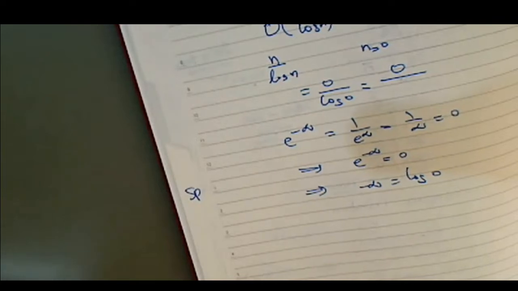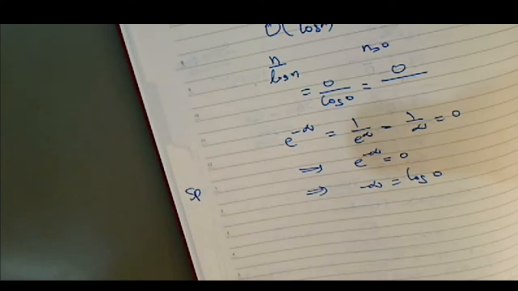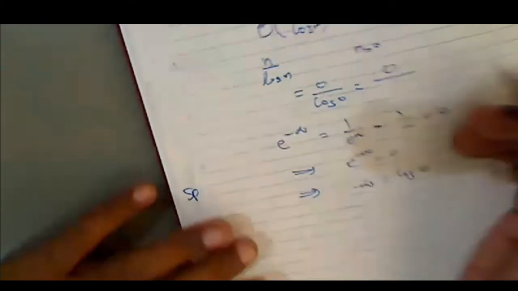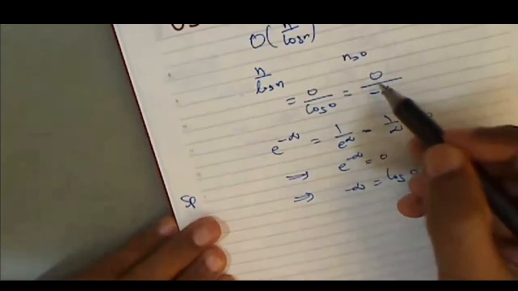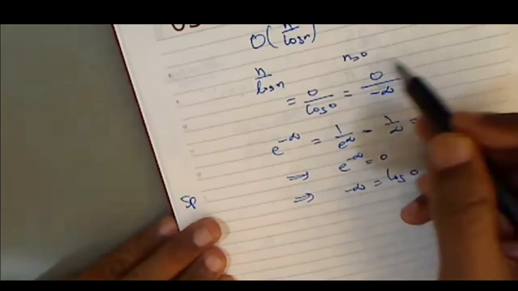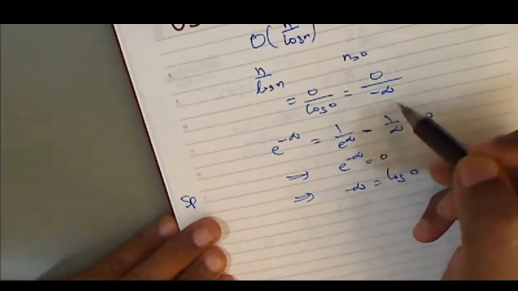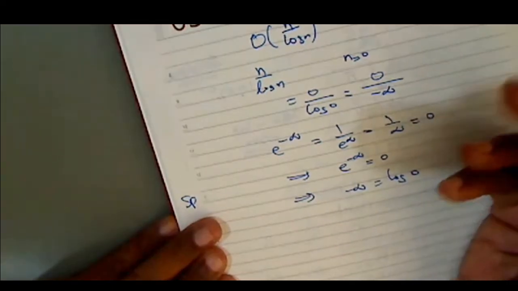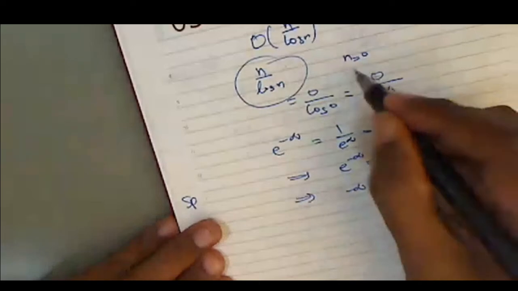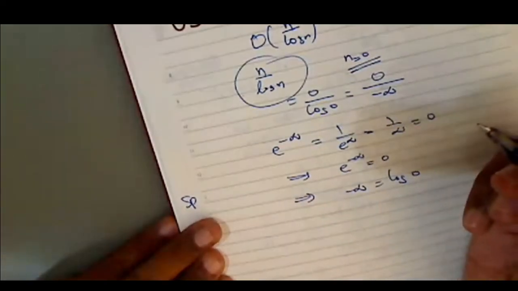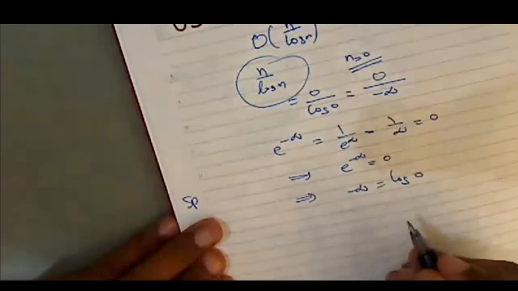Whatever the base, log of 0 to any base is undefined. So that you have to remember. So this becomes 0 by undefined. Totally this becomes 0 by undefined, so this is the indeterminate value. 0 by minus infinity cannot be defined. So what we are saying is this complexity n by log n cannot be defined for n equal to 0.